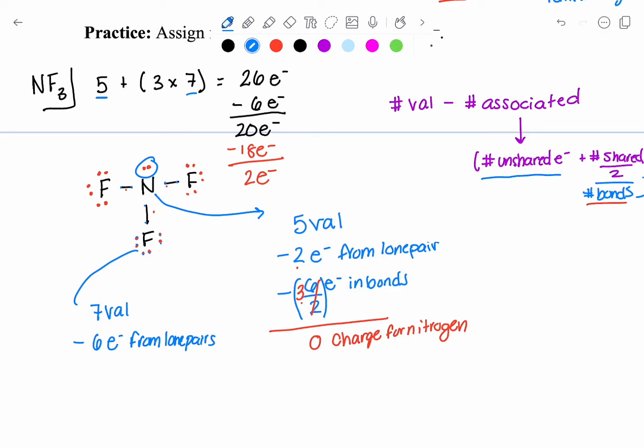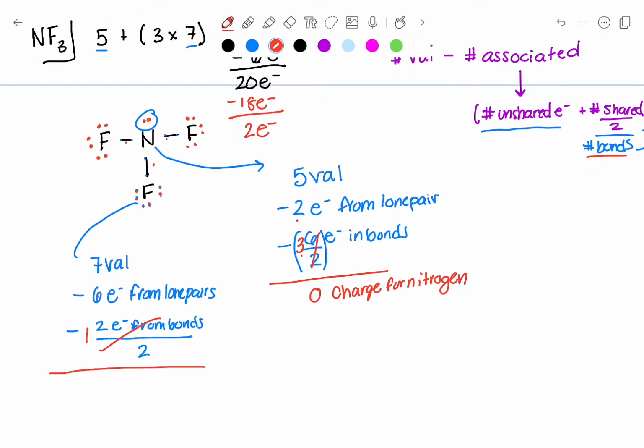And then each fluorine has 1 bond, each bond has 2 electrons, so we're going to subtract off 2 electrons from bonds, but divide that value by 2, which we can simplify to 1, right? 2 over 2, 2 divided by 2 is 1. You could also see that as each fluorine has 1 bond. So in total, we take 7 minus 6 minus 1, so that's in total a 0. We subtracted off all 7. So 0 charge for fluorine.